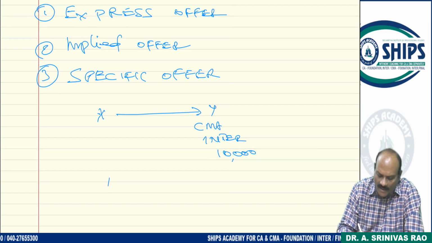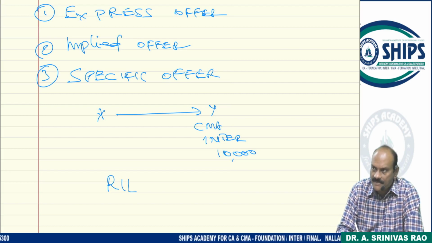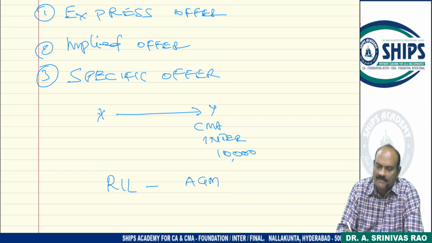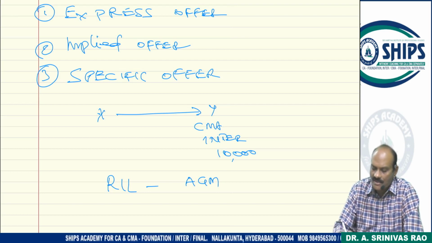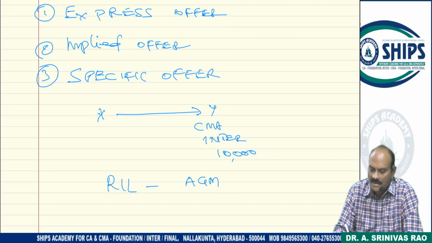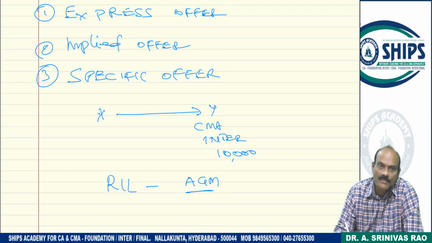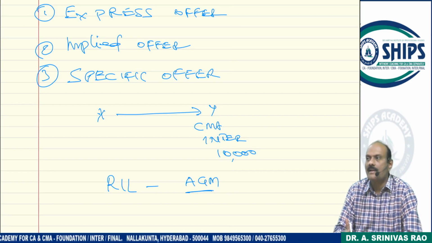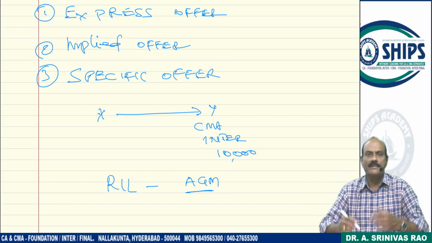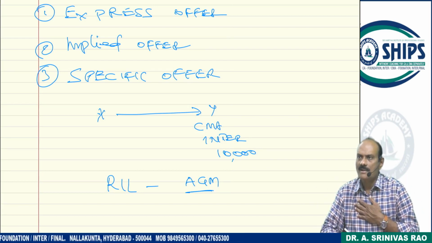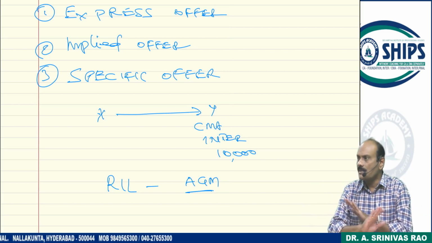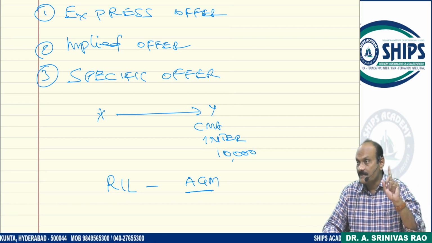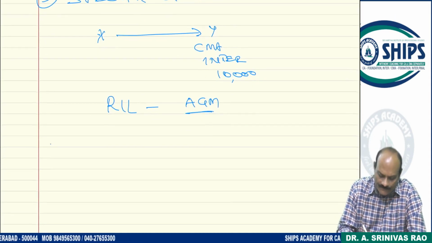Another example, RIL gave an ad in the newspaper, Reliance Industries Limited. The company's annual general meeting is going on, scheduled on so and so date. The shareholders are invited. This is given to whom? Only shareholders of RIL. If you are a shareholder, go and attend. I am not a shareholder. This is given to a class or a group of persons, not to all. Clear? Specific.